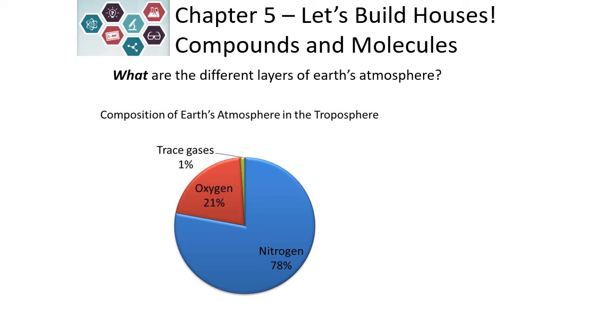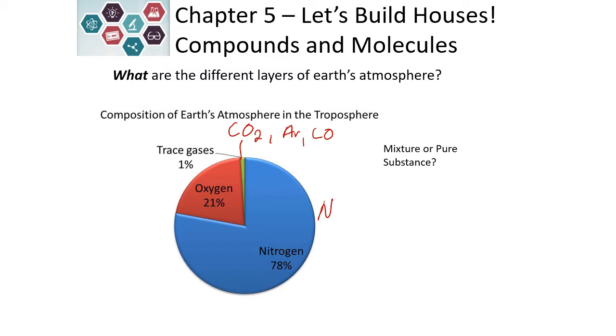When we talk about mixtures, the Earth's atmosphere in the troposphere, and we'll talk about what that means in just a minute, contains nitrogen at 78%, oxygen at 21%, and then other trace gases at 1%. And these could include things like CO2, argon, a little bit of carbon monoxide. So would this be a mixture or a pure substance?